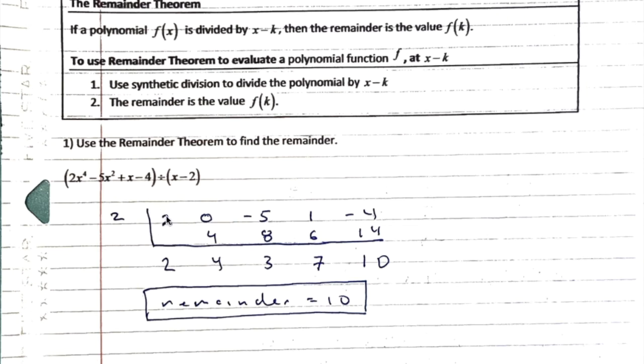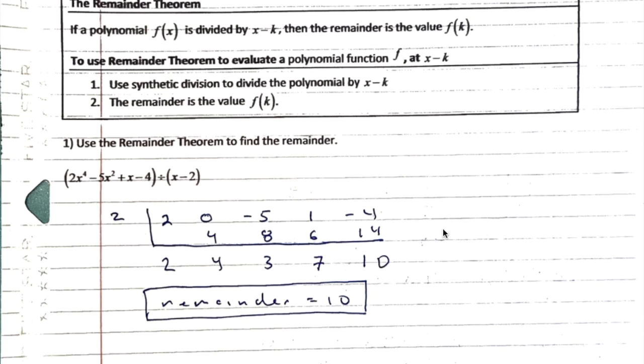And then for synthetic, remember, we bring down the first number, and we say 2 times 2 makes 4, and then we get to add because we changed the sign. We're better at adding. So then 0 and 4 makes 4. 2 times 4 makes 8. Negative 5 and 8 makes 3, and then 2 times 3 makes 6, 1 and 6 makes 7, and then 2 times 7 makes 14, negative 4 and 14 makes 10. And so our remainder is 10. The way they phrase this question, it didn't ask for it, but also, and this is what the remainder theorem is saying, if I evaluate this polynomial at x equals 2, it will come out to be 10.